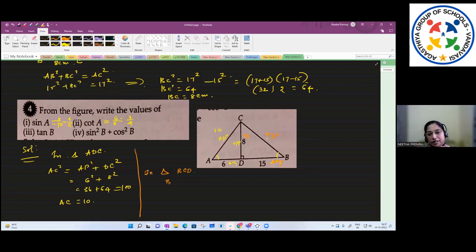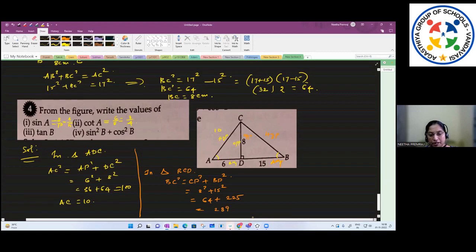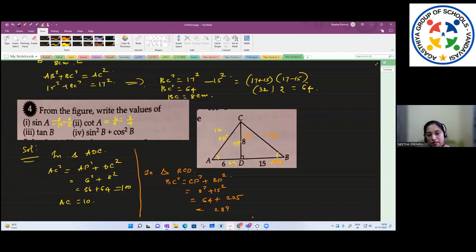In that, BC square is equal to CD square plus BD square. And CD is 8, so 8 square plus 15 square. Okay, 64 plus 225. That is what? I think 289, which is 17 square. BC square is 289. So BC must be 17. So this is 17. Now tan B is what? Opposite by adjacent, 8 over 15. You can't simplify further, so you can leave it.